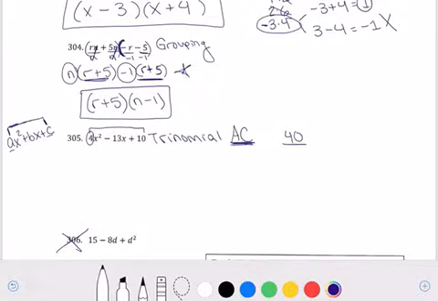Then I need to list the factors of 40 off to the side, just like I did for easy trinomial. 1 times 40, 2 times 20, 4 times 10, and 5 times 8.